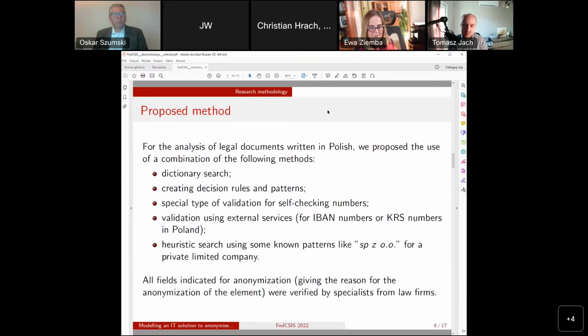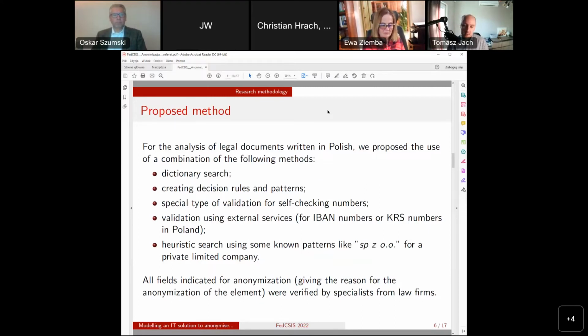The third type of method was a special type of validation for self-checking numbers. Polish national numbers such as PESEL, NIP, the company number, and I believe the KRS number as well, have a self-checking validation method via the Luhn algorithm.